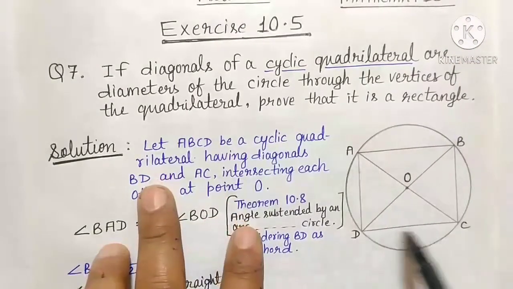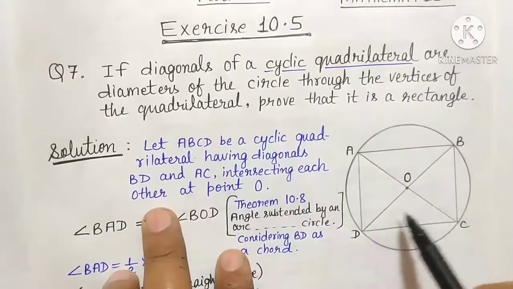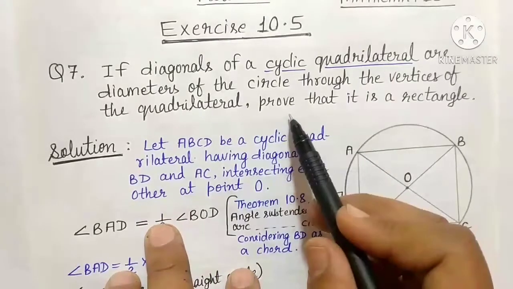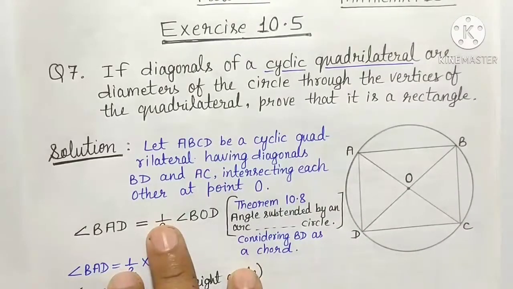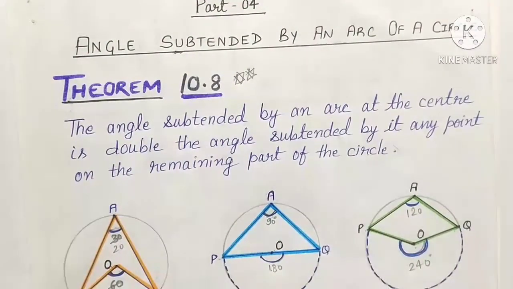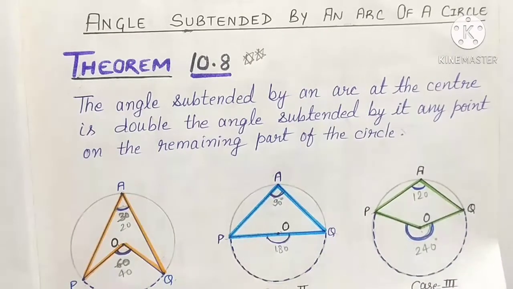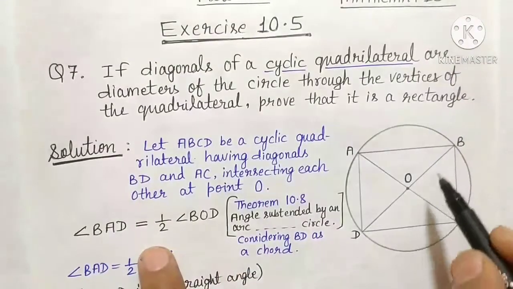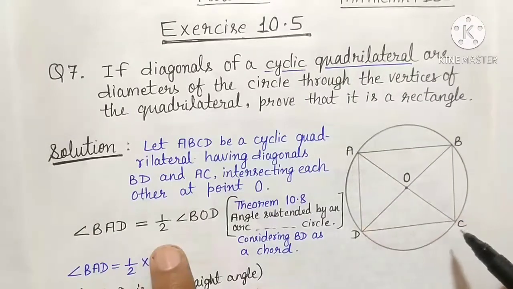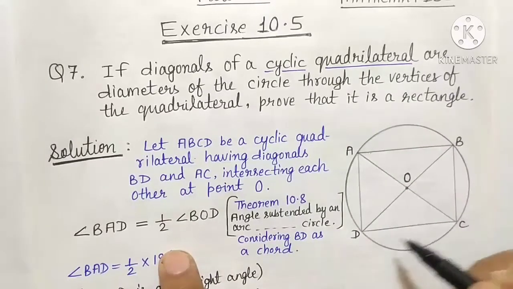So let ABCD be the cyclic quadrilateral having diagonals BD and AC, which intersect each other at point O. Now we have to prove that it is a rectangle. First, by using our theorems, we can say that angle BAD is related to angle BOD. Which theorem? This theorem: the angle subtended by an arc at the center is double the angle subtended by it at any point on the remaining part of the circle.